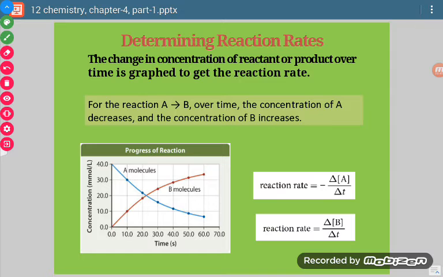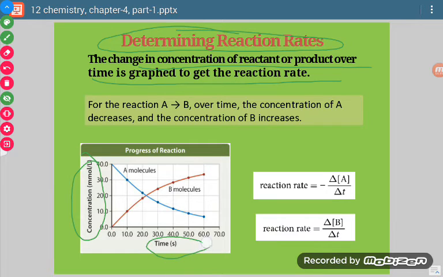Now determining rate of a reaction or determining reaction rate. So see, change in concentration of reactant or product is graphed to get the reaction rate. What does it mean? It means if we want to determine the rate of a reaction, then we have to plot a graph first. So that graph will be concentration versus time. Now this concentration can be taken of reactant also and of product also.